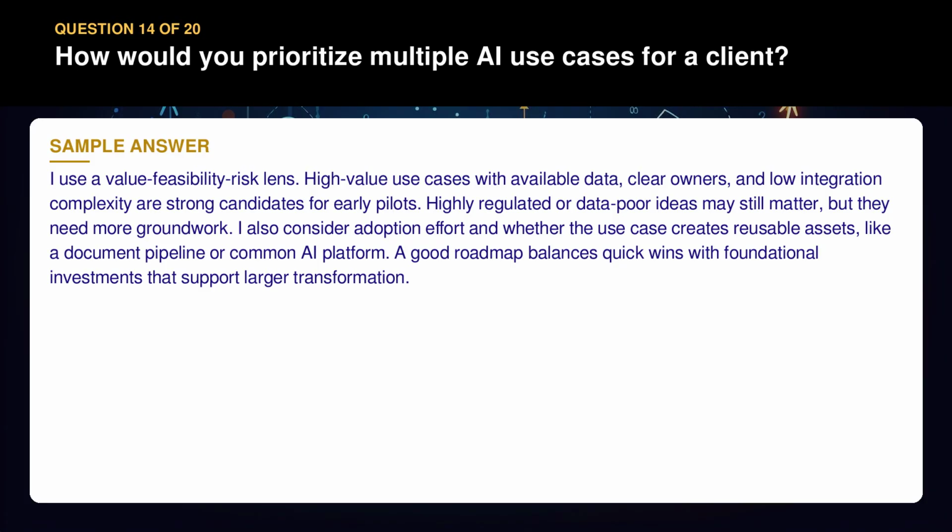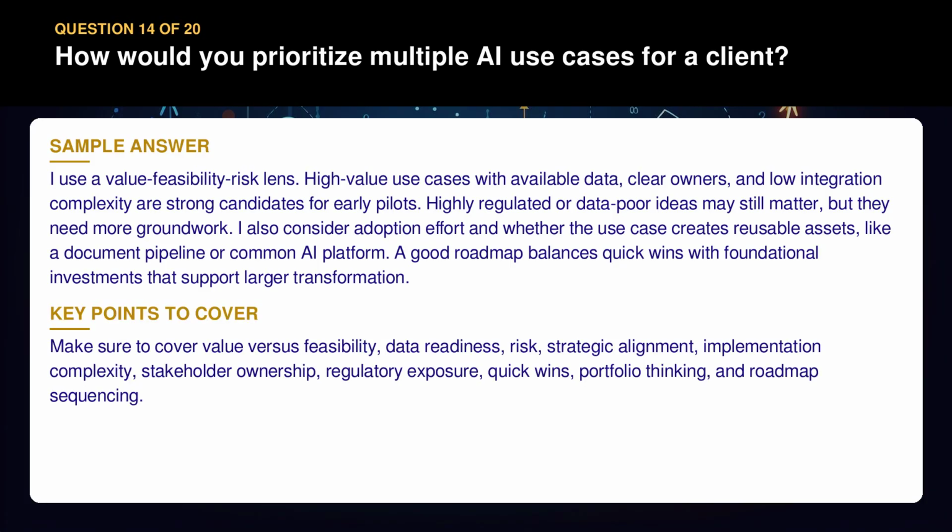I also consider adoption effort and whether the use case creates reusable assets, like a document pipeline or common AI platform. A good roadmap balances quick wins with foundational investments that support larger transformation. Make sure to cover value versus feasibility, data readiness, risk, strategic alignment, implementation complexity, stakeholder ownership, regulatory exposure, quick wins, portfolio thinking, and roadmap sequencing.